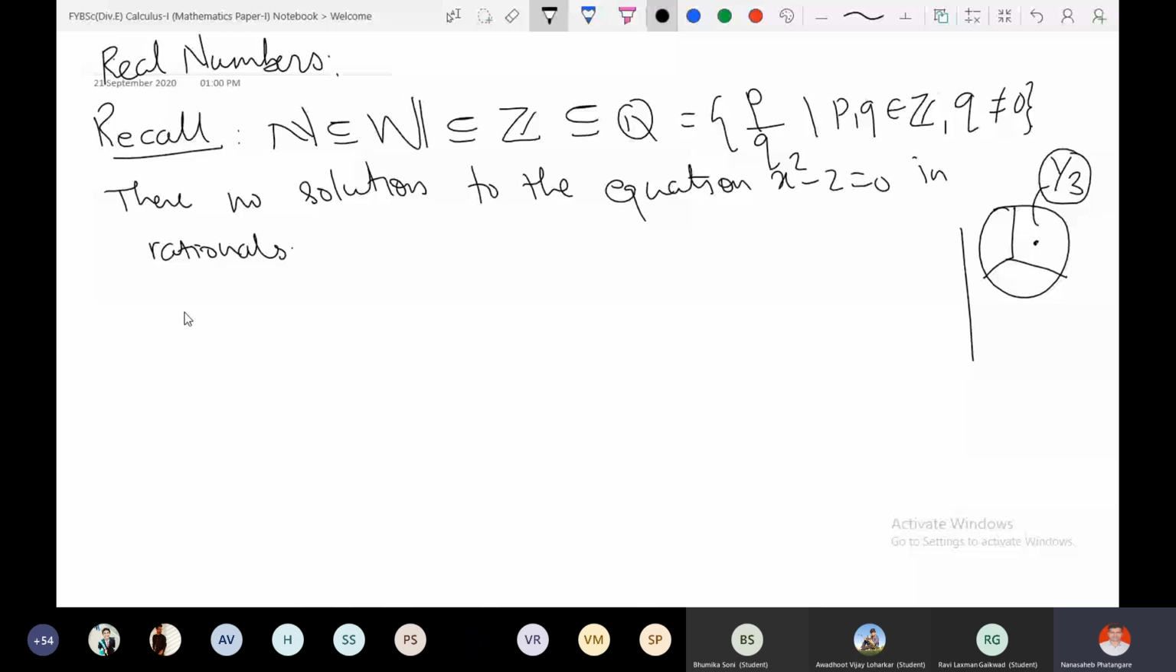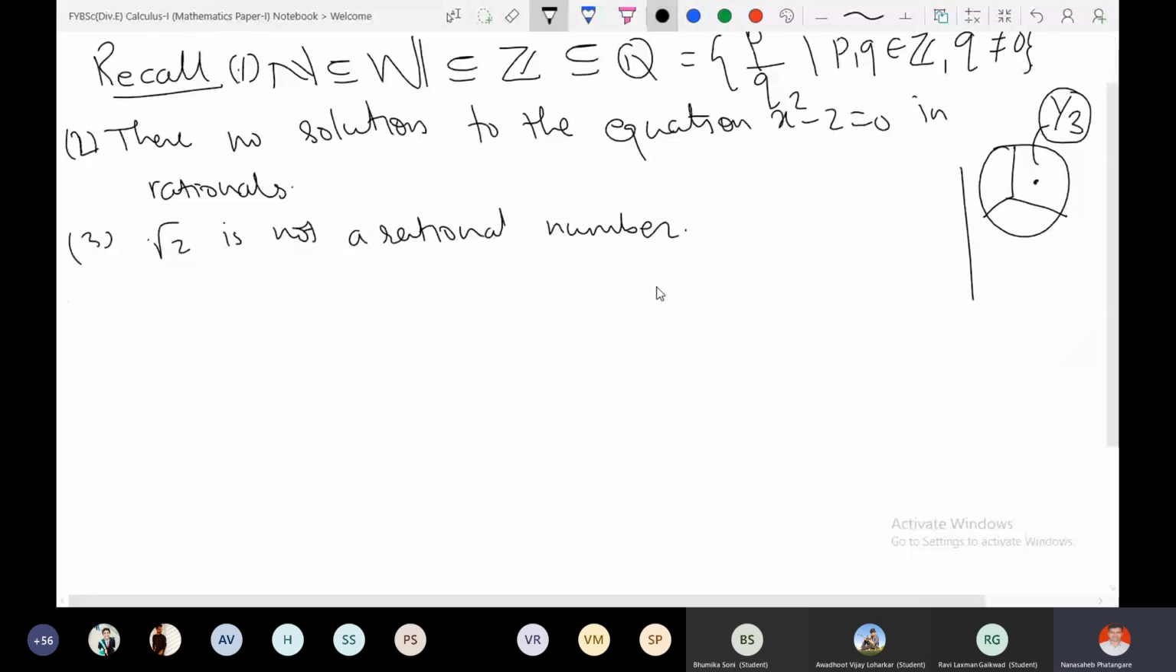So there are lots of equations which do not have a solution. And what we proved last time is that the number which is a solution of this equation is not rational. I also gave you many exercises: root 3, root 5, root 2 plus root 3. There are many such numbers which are not rational numbers.